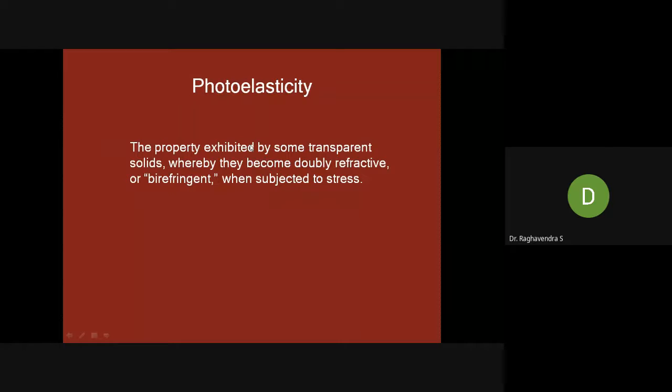Photoelasticity: the property exhibited by some transparent solids whereby they become doubly refractive, or birefringent, when subjected to stress. I showed some NPTEL videos on how it behaves, the birefringent property. It means the refractive index will be two. The material is one material, but it shows two properties. This kind of double refractiveness is called a birefringent material. Hope you are there with me. I have already explained these things in detail.